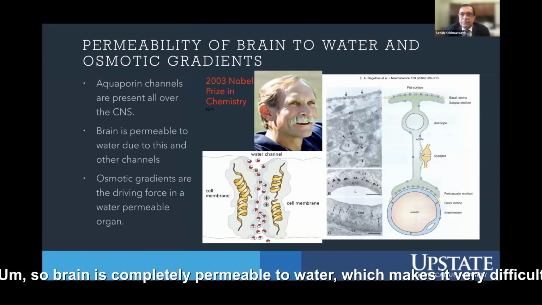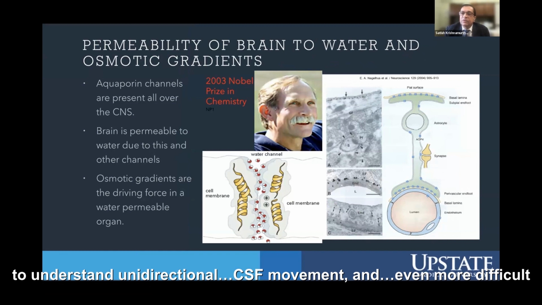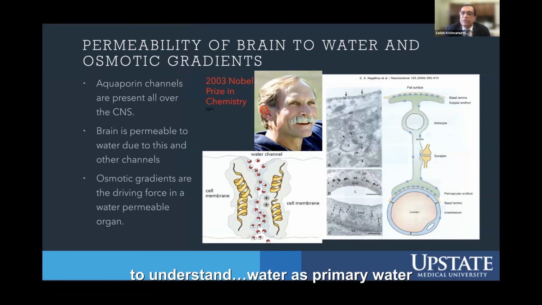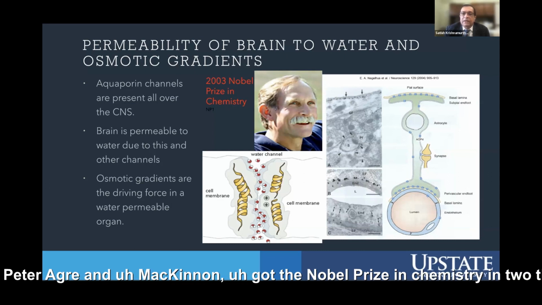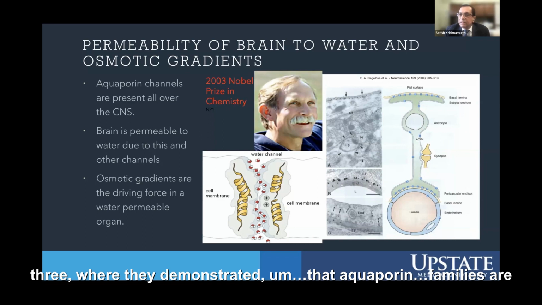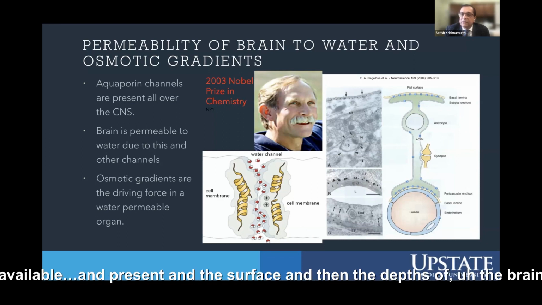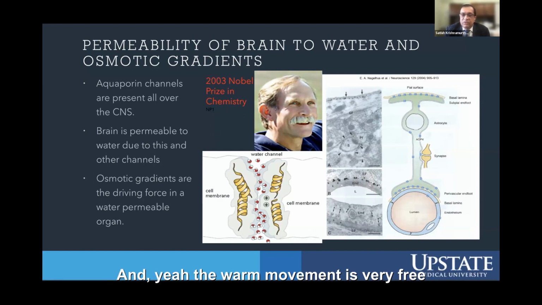So the brain is completely permeable to water, which makes it very difficult to understand unidirectional CSF movement, and even more difficult to understand water movement as the primary problem that results in hydrocephalus. Aquaporin channels and other channels freely transport water, and Peter Agre and MacKinnon got the Nobel Prize in Chemistry in 2003, where they demonstrated that aquaporin families are present in the surface and in the depths of the brain, and the water movement is very free without any impedance to the ionic environment.